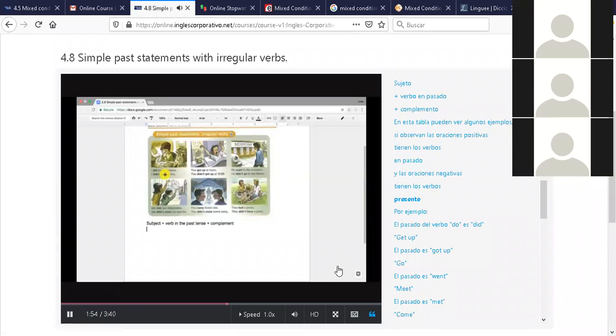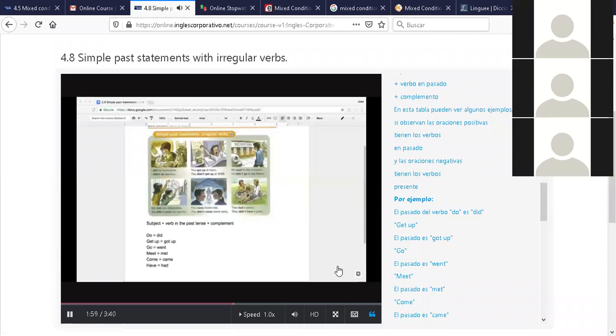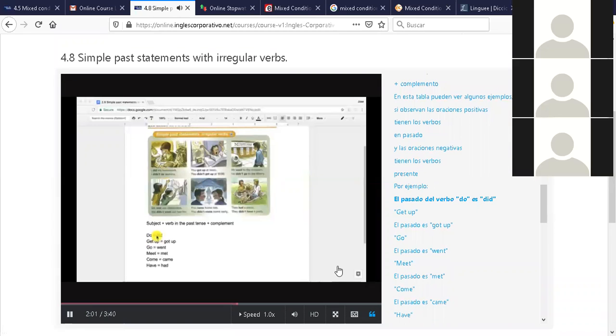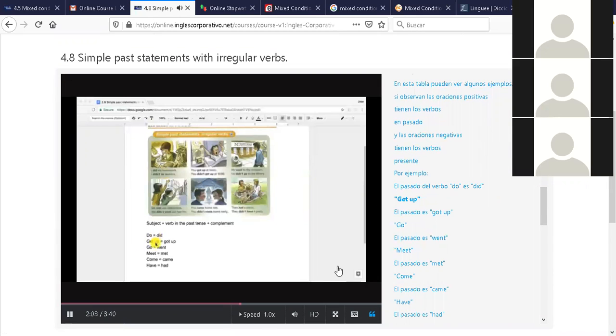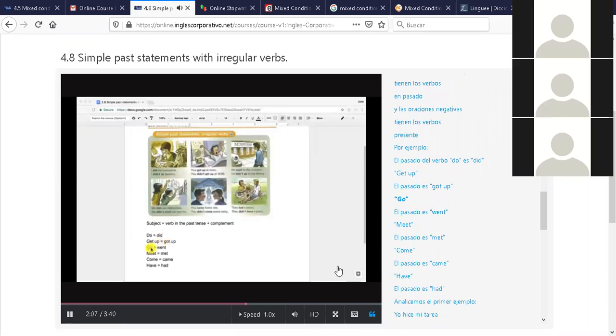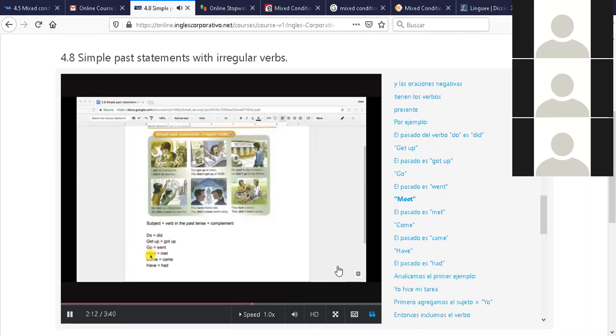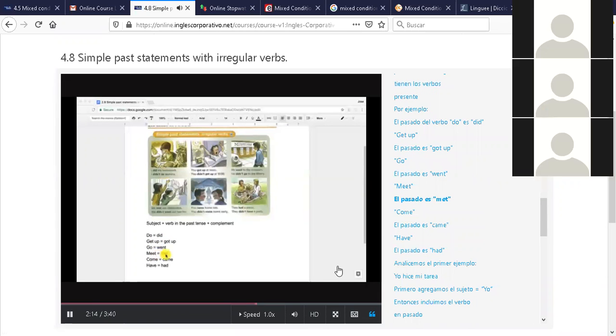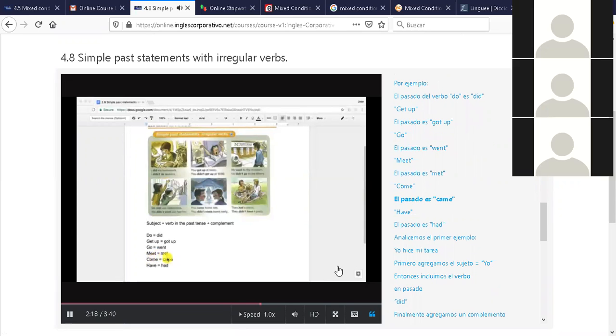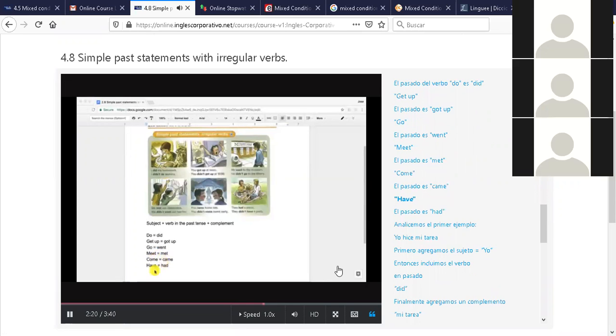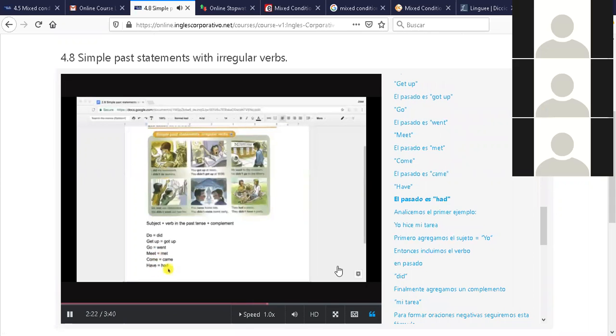For example, the past of the verb do is did. Get up, the past is got up. Go, the past is went. Meet, the past is met. Come, the past is came. Have, the past is had.